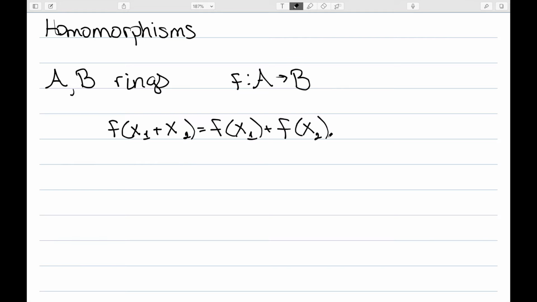In this video, I want to look at homomorphisms between rings. So let's consider two rings A and B, and I want a function f going from A to B. What do we need for this to be a homomorphism? Since rings are also groups under addition, I want this to be a homomorphism under my group operation. So f of x1 plus x2 should be equal to f of x1 plus f of x2.